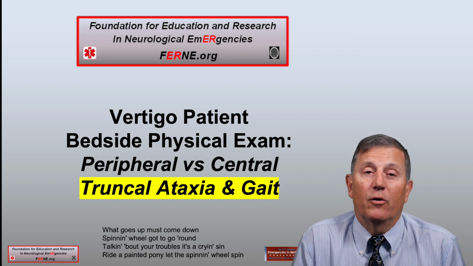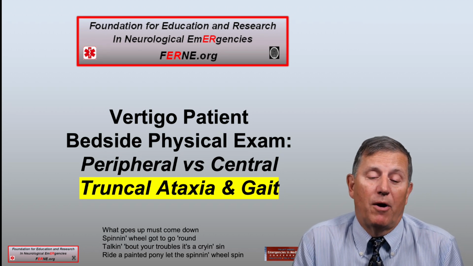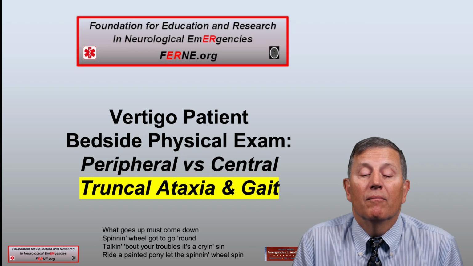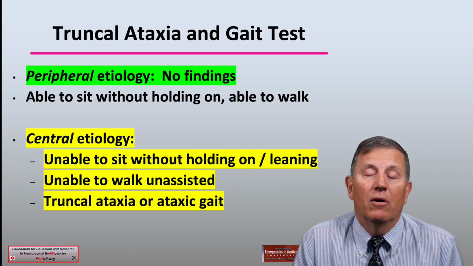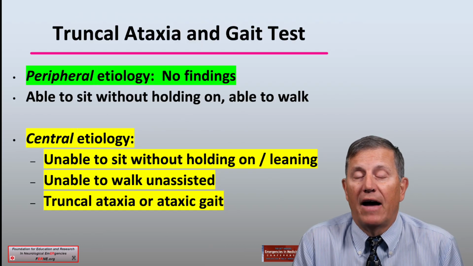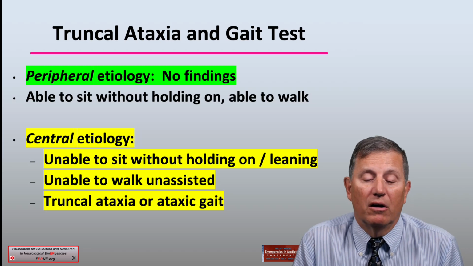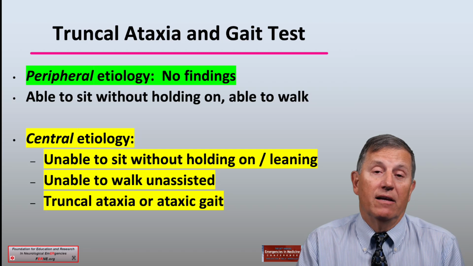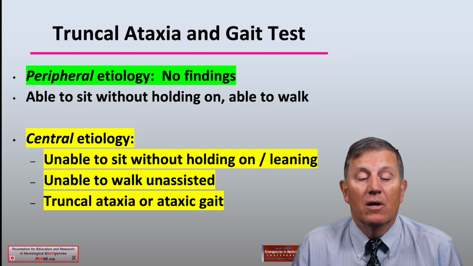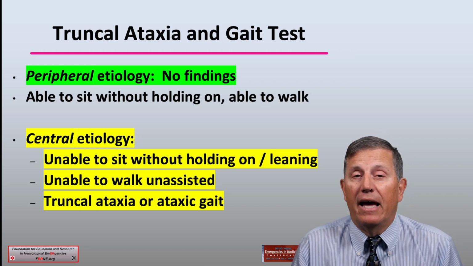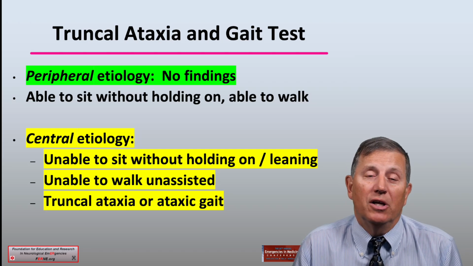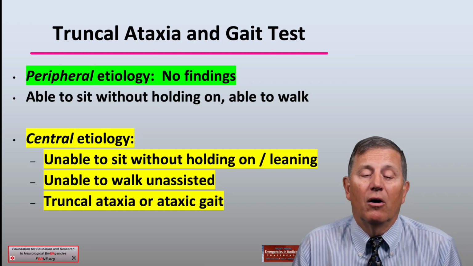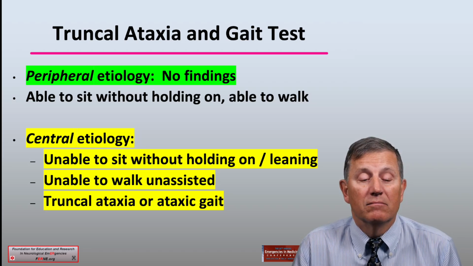Lastly, when considering a patient who presents to the emergency department with vertigo, consider peripheral or central findings such as truncal ataxia and ataxic gait, which would suggest a central etiology. So a peripheral etiology that could be assumed for the vertigo requires that there be no findings when checking for truncal ataxia or ataxic gait.